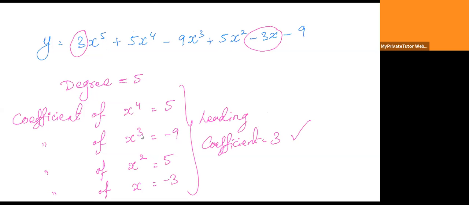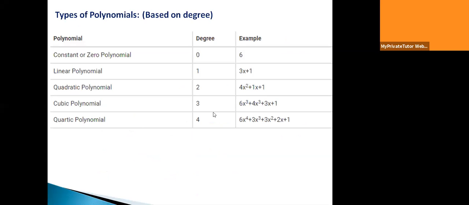Let me show you the types, guys. These are the types of polynomials based on the degree. If we have 0 as a degree, what do you mean by that? x^0 is nothing but 1. If we have just a constant number, then that polynomial is called a constant or zero polynomial.